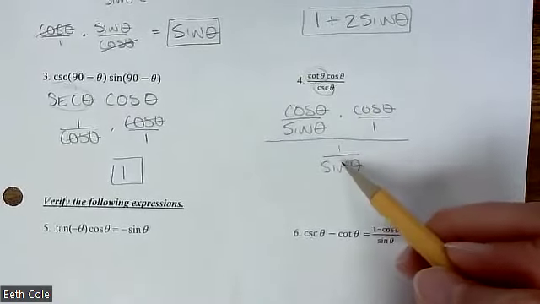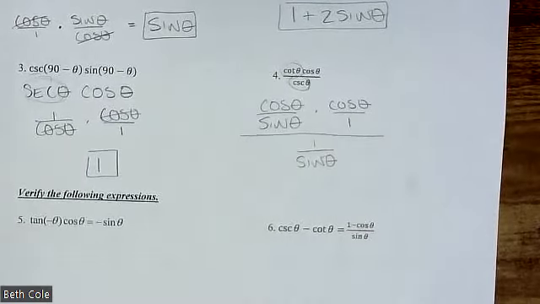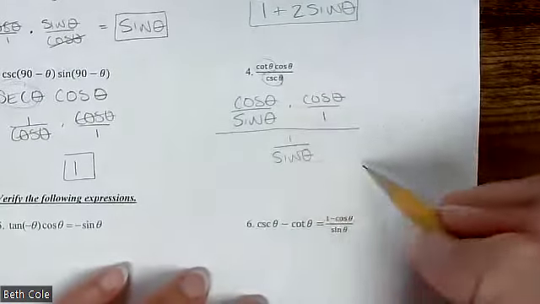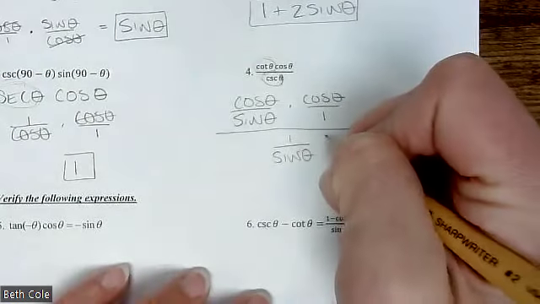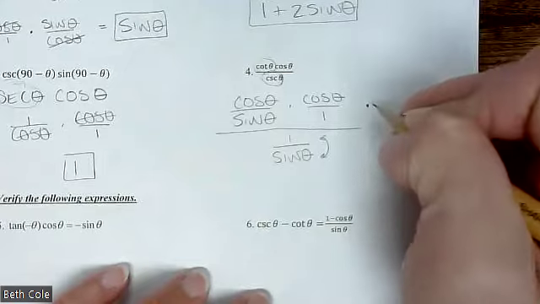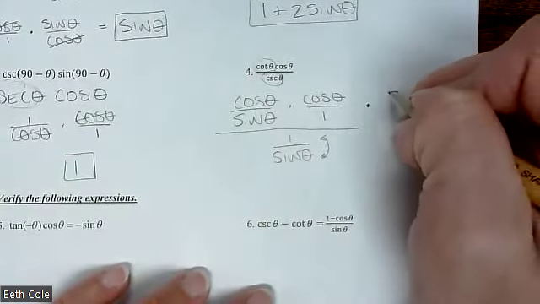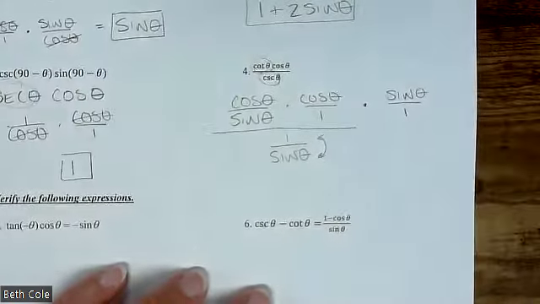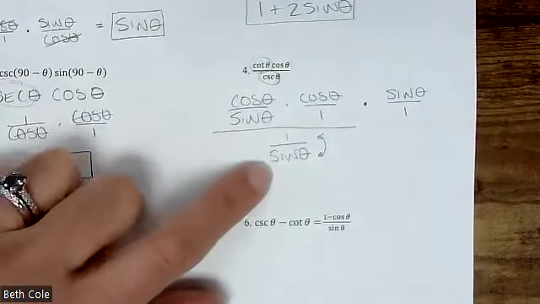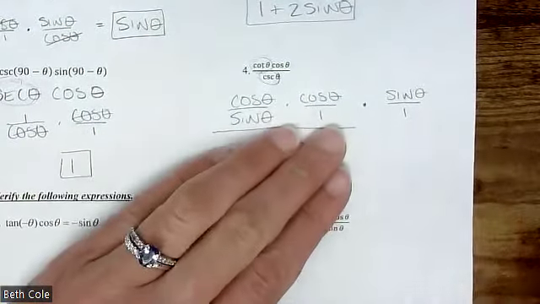So when you divide by a fraction, that's the same as multiplying by the reciprocal. I don't have enough space to write the whole thing over again. So I'm actually just going to put a little multiplication dot and flip this over because I ran out of room. So instead of 1 over sine, it's sine over 1. So we're going to just ignore this.